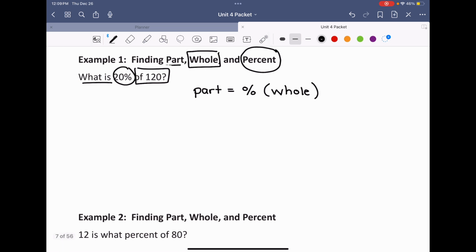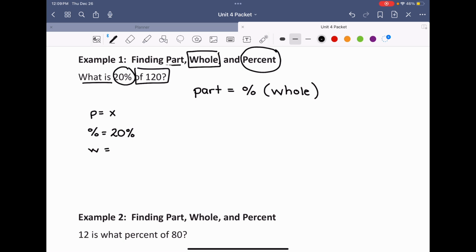All right, so what we're going to do on the side of our paper is going to be our little cheat sheet. So whenever we have a formula, we like to set up a little cheat sheet off to the side so that we know where and what we are plugging in for each thing. So the part is that what is, so we don't know the part, so therefore we're going to plug in x for the part. The percent is 20%.